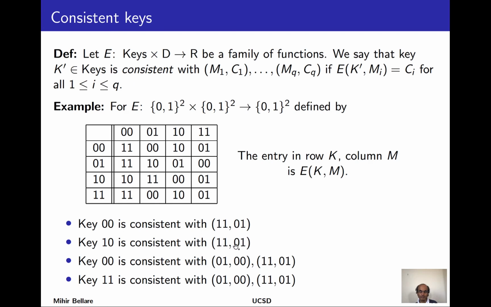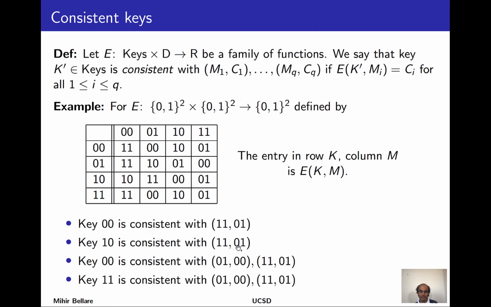That means this key is consistent with this. Take the same pair, again a list of length 1. Is key 10 consistent with this? To check, you look at this key, you see what this input maps to. It maps to 01, which is what's written here. So this key is also consistent with this.